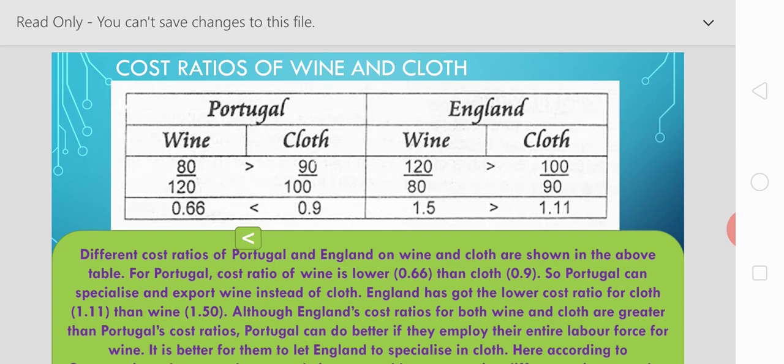So maximization of benefit will be possible only after international trade on the basis of comparative advantage cost differences, even if the absolute cost difference is only for Portugal, but comparative cost differences are available for both nations, Portugal and England.